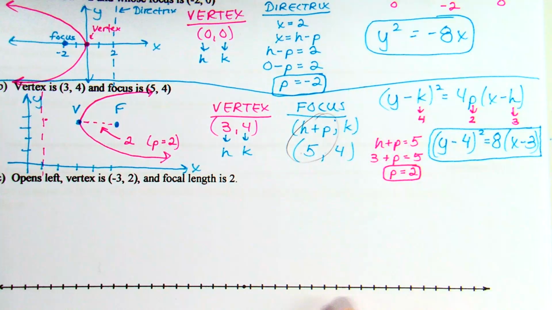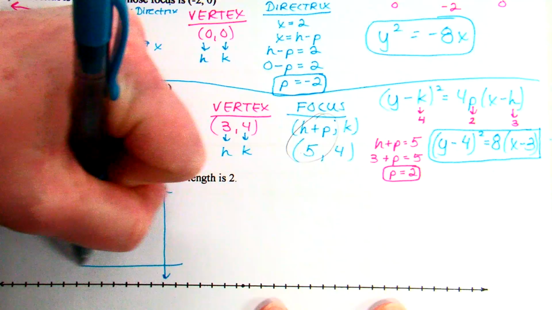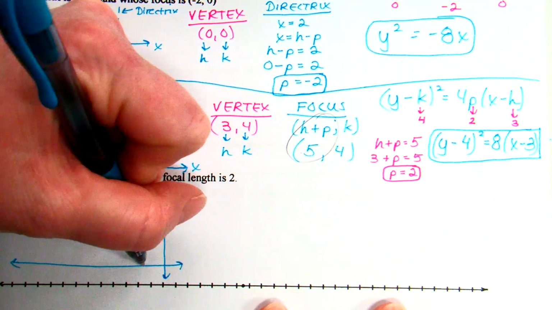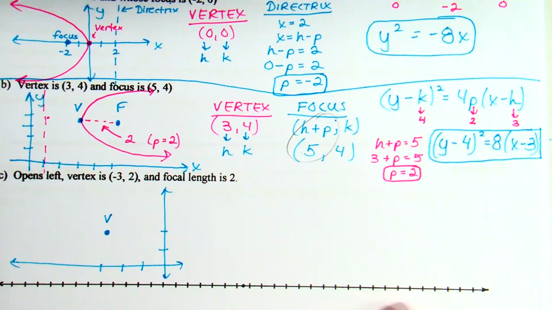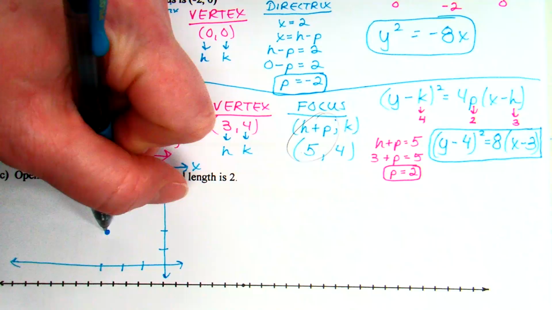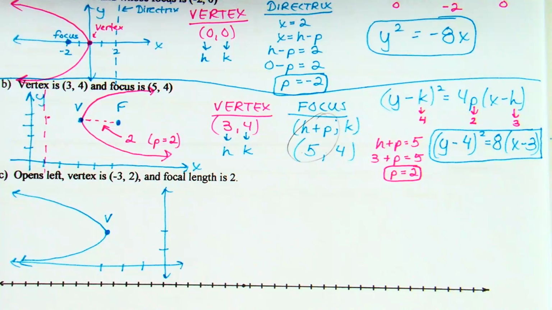Okay? Again, do I have to draw a picture? I'm going to. What do I need? I need the second quadrant here. Okay, so we know there's a vertex at negative 3, 2. We know it opens left, so it goes something like that, right? And we know the focal length is 2.